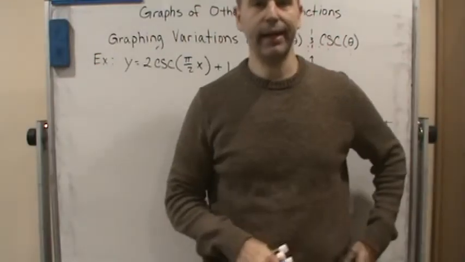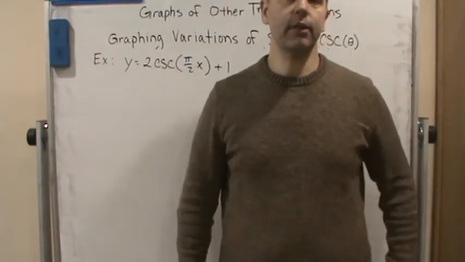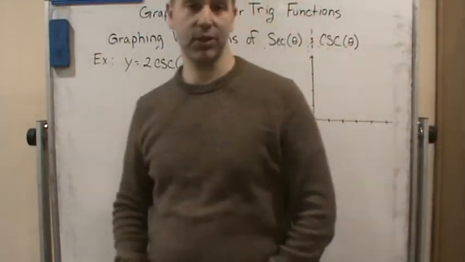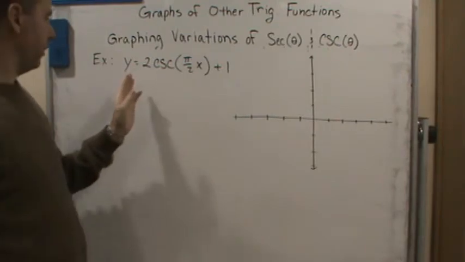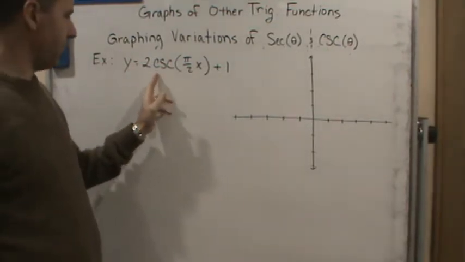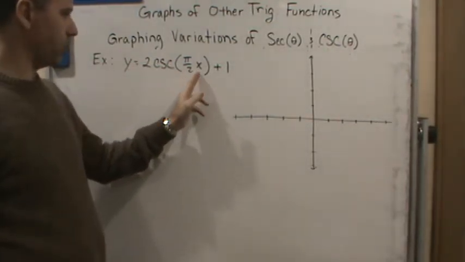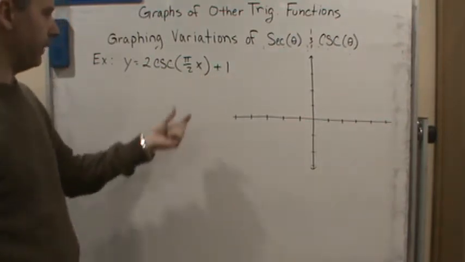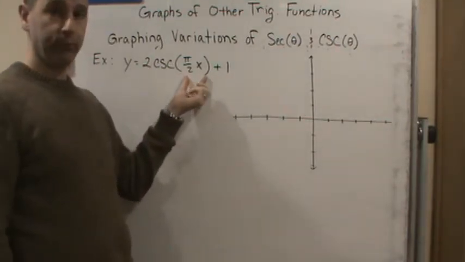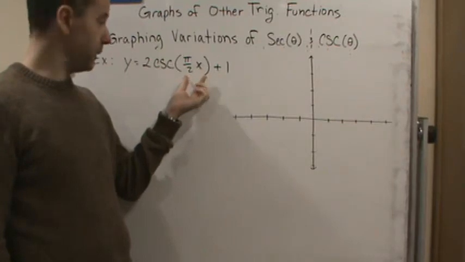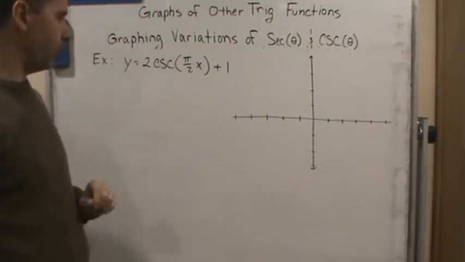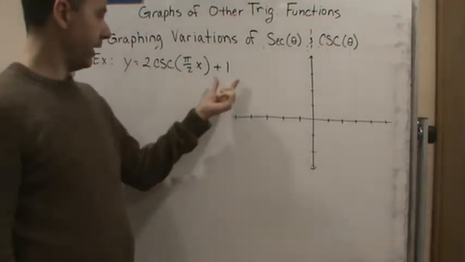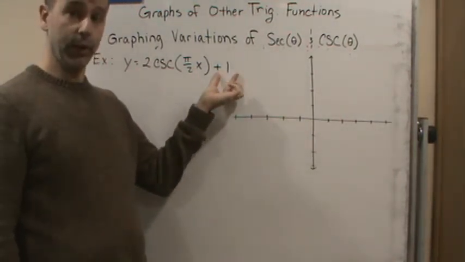Okay, so welcome, and now we're going to do another cosecant function, but this time we're going to add some shifts. So in this case here, we have y equals 2 times the cosecant of pi over 2 times x plus 1. Now in this case here, we have no horizontal shift, which means there's no phase shift. So the phase shift is 0. So that's one thing to keep in mind.